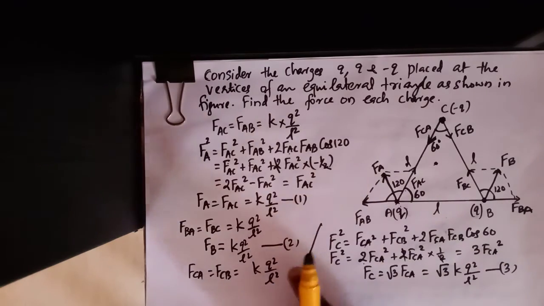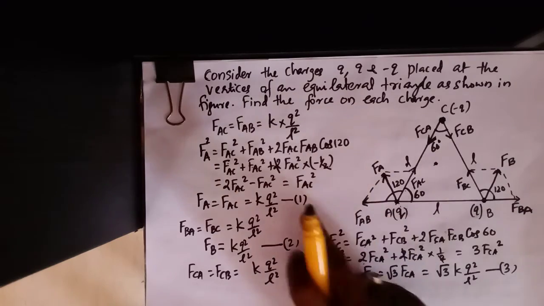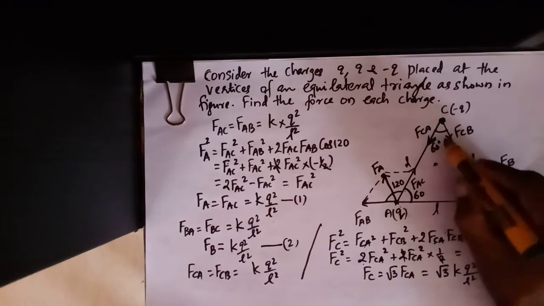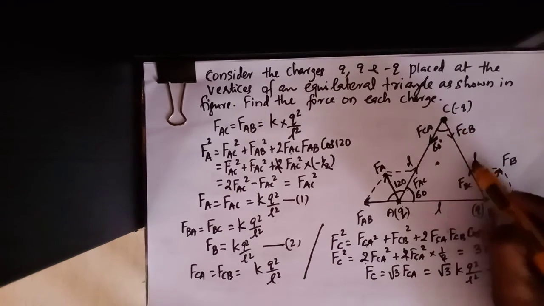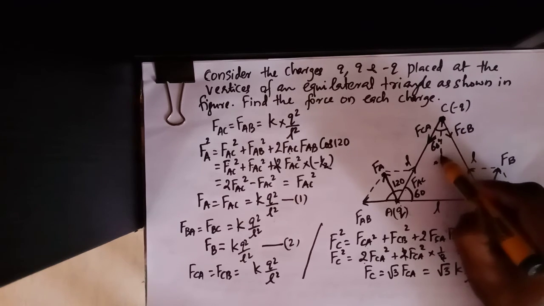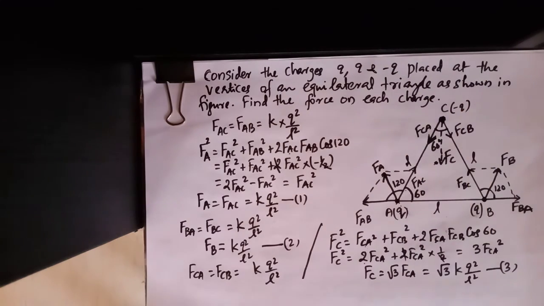These are the forces on the individual charges: Fa, the force on charge A, this one; the force on charge B, this one; the force on charge C, this is the force. Now what is the resultant direction? Since both vectors have equal magnitude, the resultant will be directed vertically downwards. Okay, this is the direction of Fc. Fc is acting vertically downwards.